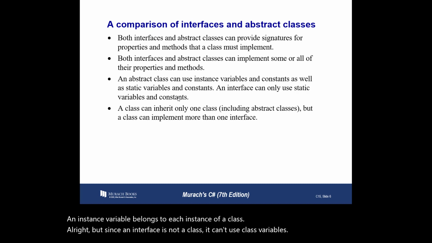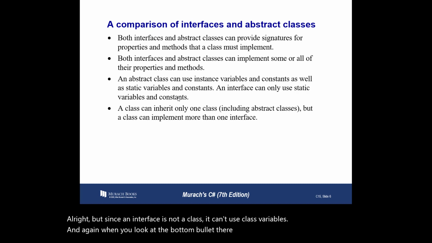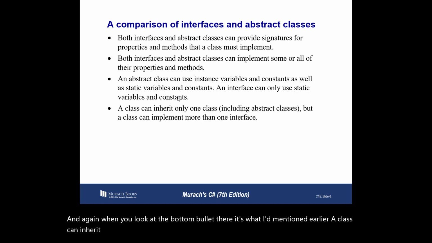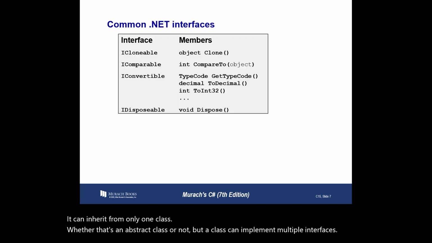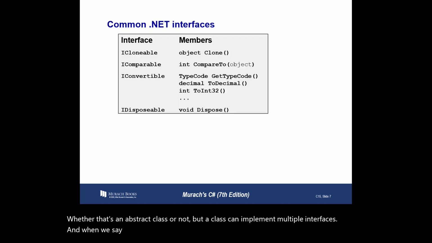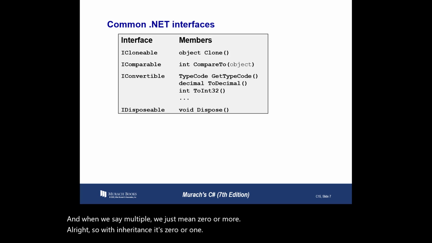And again, when you look at the bottom bullet there, it's what I mentioned earlier. A class can inherit from only one class, whether that's an abstract class or not. But a class can implement multiple interfaces. And when we say multiple, we just mean 0 or more. All right? So with inheritance, it's 0 or 1. With interfaces, it's 0 or more.